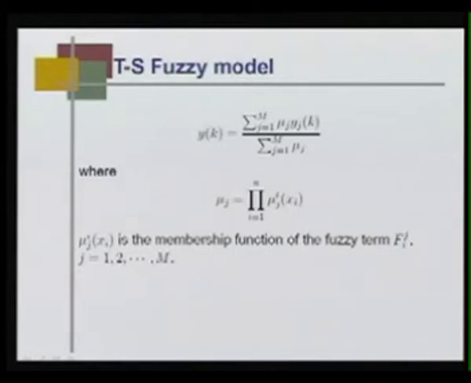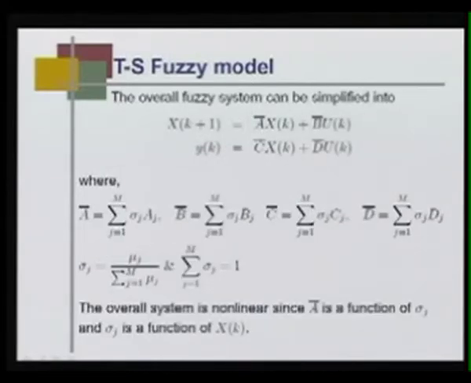And similarly, this was x k plus 1 before, and y k is similarly the sum of mu j y j, j equal to 1 to m, divided by the sum of mu j, j equal to 1 to m, where mu j in this case we have selected in this paper as a product, but you can also take a mean. It is all up to you, the designer. So, mu j of x i is the membership function of the fuzzy term F i j, j equal to 1 to m. So, the overall fuzzy system can be simplified into, okay.